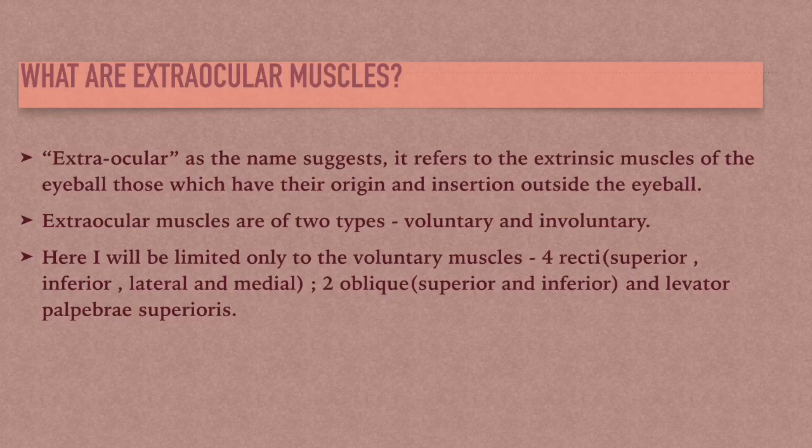The extraocular muscles are broadly of two types, voluntary and involuntary. In the following slides, I will be talking about only the voluntary muscles, which are the four recti, including the superior, inferior, lateral, and the medial rectus muscles, two obliques, the superior and inferior oblique, and the levator palpebrae superioris. The levator palpebrae superioris has only one function, which involves the eyelids and not the eyeball as a whole.